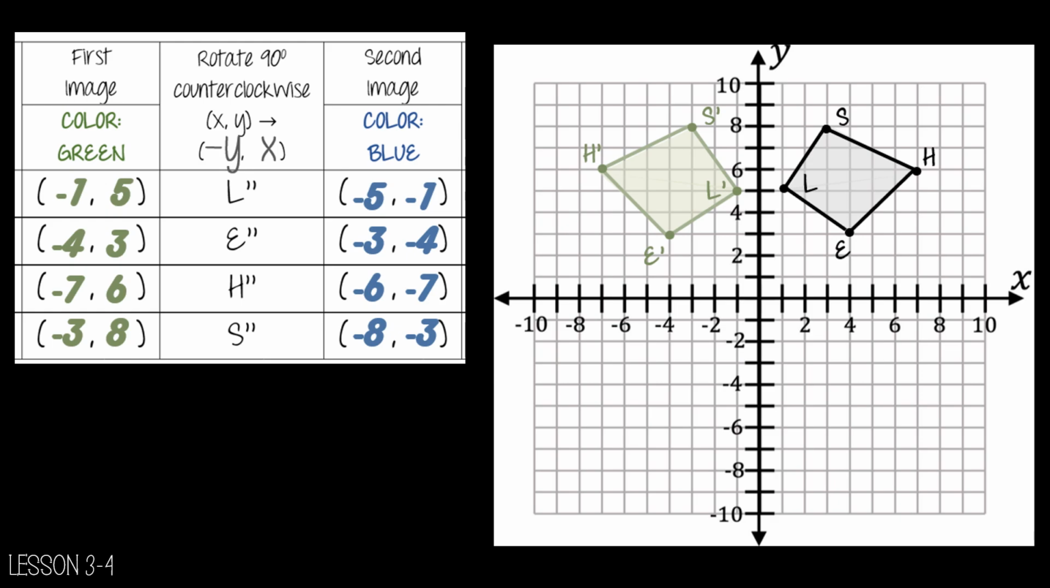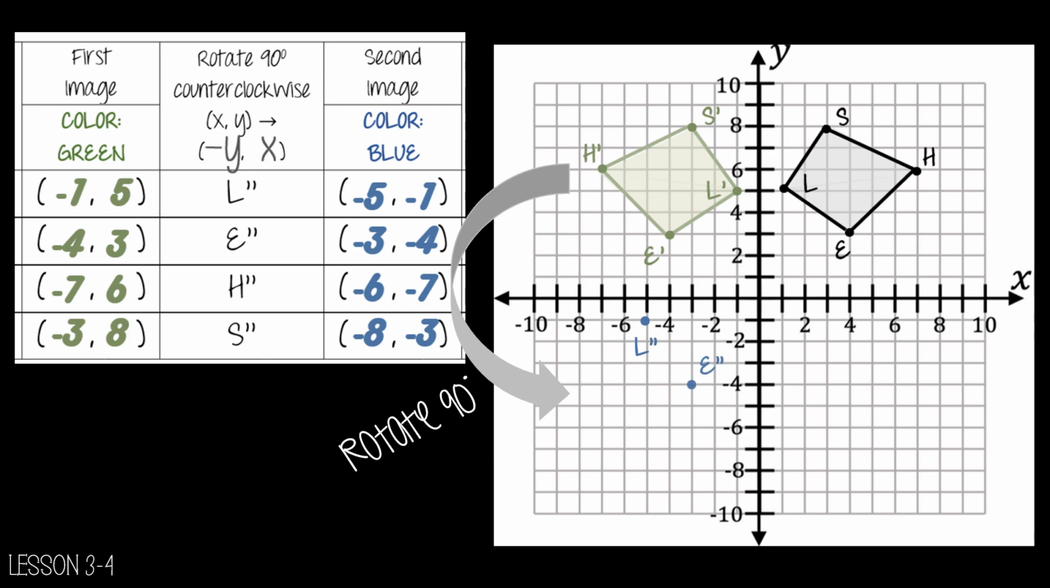I have the original and the second image, and now we're using the green, of course, to get to the blue. We already figured out what those were. We just need to graph them, and these are going to be L double prime, E double prime, H double prime, and S double prime. Make sure you are labeling them correctly. So (-5,-1), we're rotating 90 degrees counterclockwise. So L double prime is (-5,-1). E double prime is at (-3,-4).